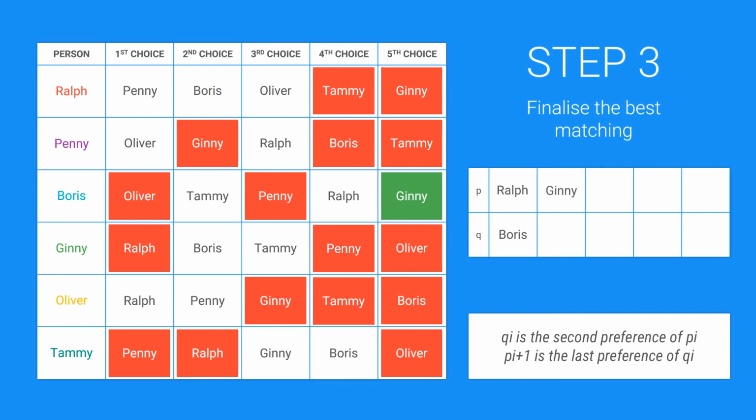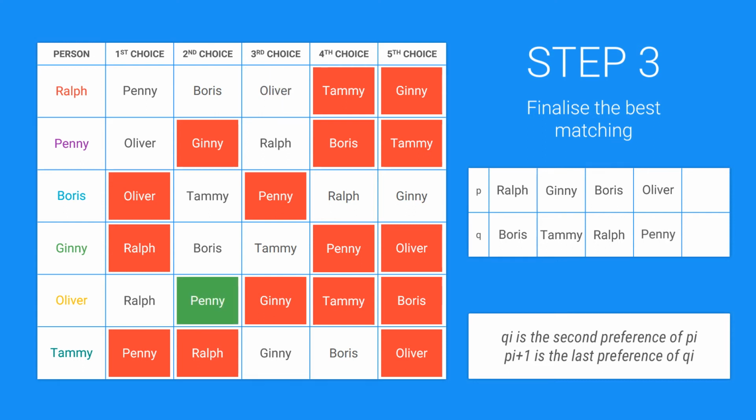If we follow this through, we'll see that Ginny's second preference is Tammy, Tammy's last preference is Boris, Boris's second preference is Ralph, Ralph's last preference is Oliver, Oliver's second preference is Penny, and Penny's last preference is Ralph. And we do this until the same person appears in a row twice. So for example, Ralph appears in row P twice.